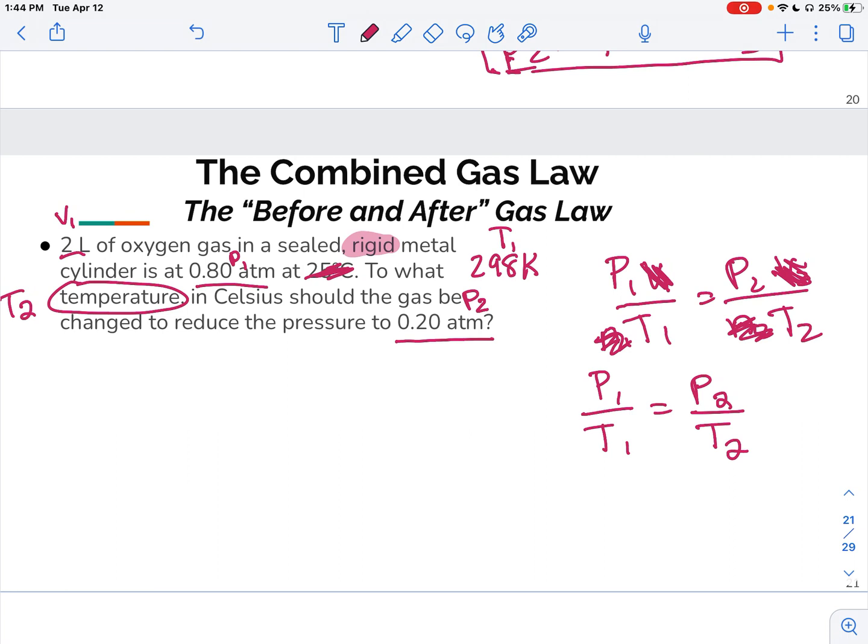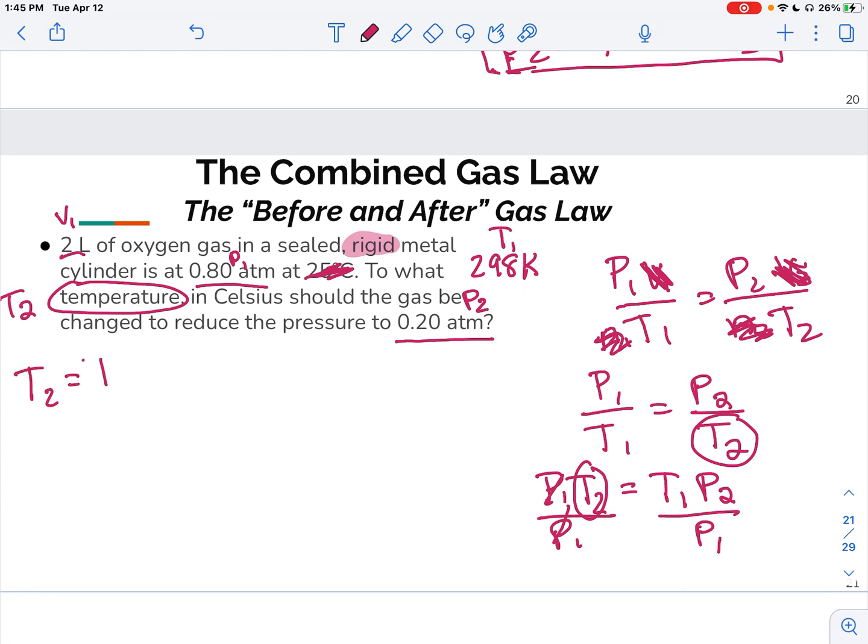So I am going to solve for T2 because that's what I'm looking for. And I think the easiest way to do that is to cross multiply. So if you do P1 times T2 equals T1 times P2, it makes it all in a straight line. It just makes it a lot easier to work with. So P1, T2, T1, P2, and we are looking for this one. So I'll divide by P1 on both sides. So now I have my nice, easy formula where I can just plug things in.